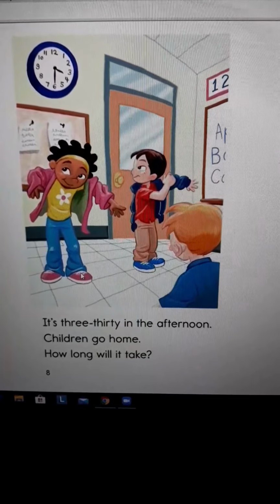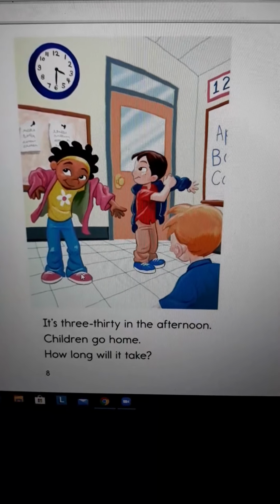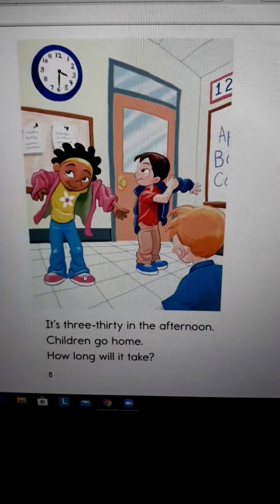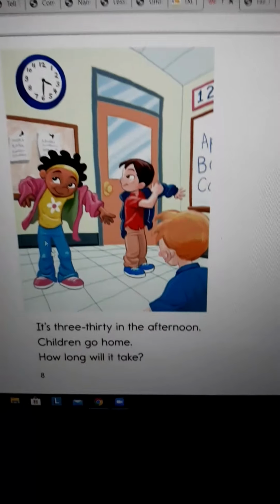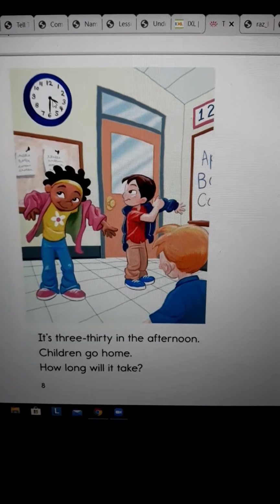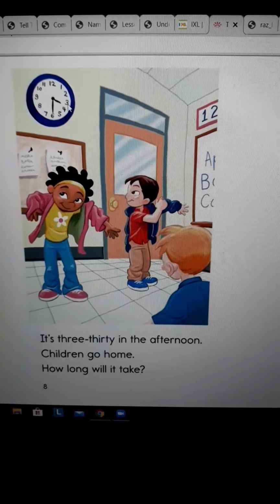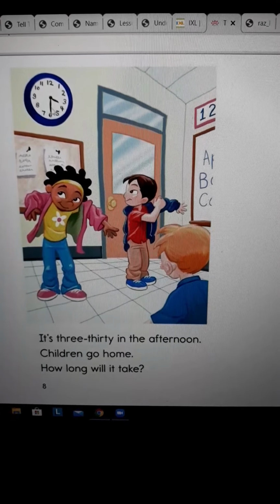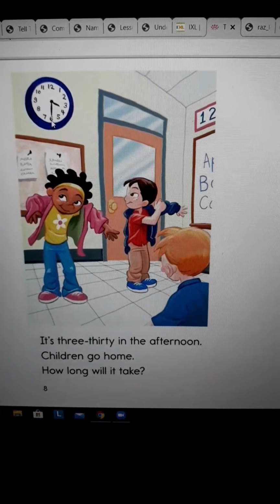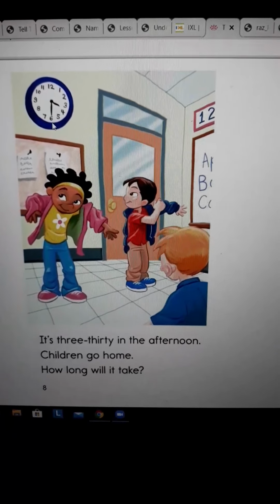It's 3:30 in the afternoon. Children go home. How long will it take? 3:30. So again, the hour hand is touching between the 3 and the 4. And the minute hand is touching the 6. So that's your 30. So 3:30.